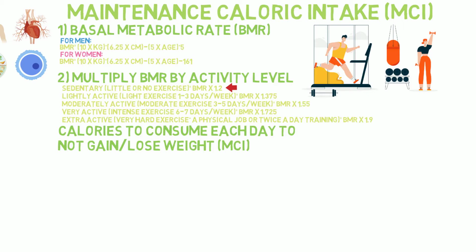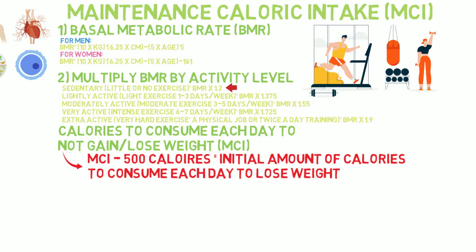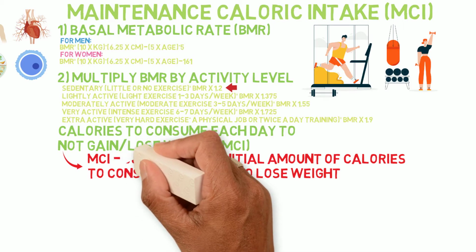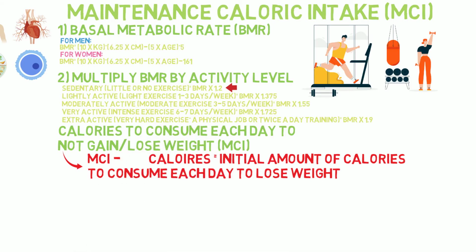Now that finding your MCI is out of the way, we will next subtract 500 calories from this value, and it will present us with the initial amount of calories to consume each day to lose weight. And guys, just to note, once we get into the routine of consuming 500 calories less than our MCI per day, we can reduce this to 600 and then over a few weeks 700 calories below your MCI. However, I would not recommend going further than that, as it will result in you feeling very hungry and tired throughout the day, and it is not feasible over the long term, not to mention being unhealthy.